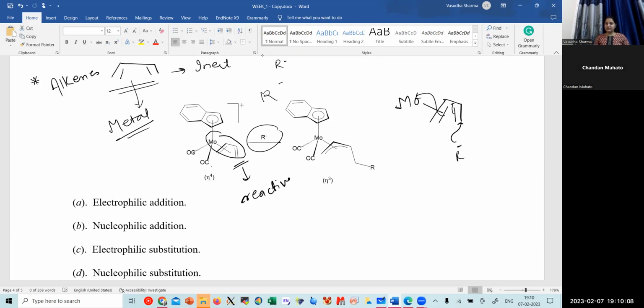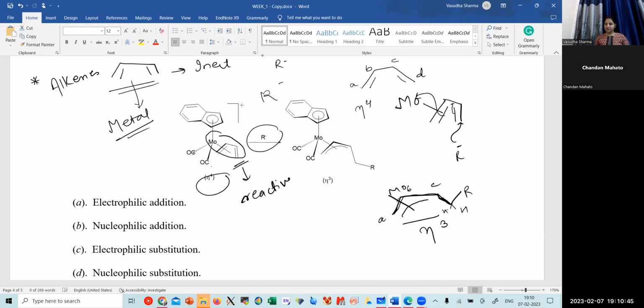Now these three carbons are coordinating with molybdenum. It has changed from eta 4 to eta 3. Why? Because in eta 4, all four carbons were involved: A, B, C, and D. But as soon as the R group has attached, the double bond has changed to a single bond. Now it is having H and H. Only the charge remains on C1, A, B, and C. So that's why it has gone from eta 4 to eta 3.